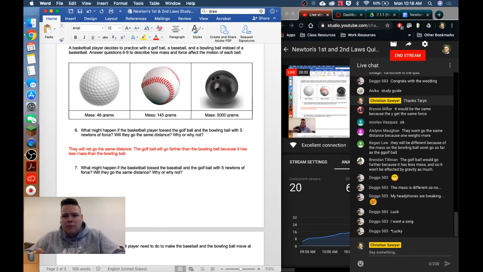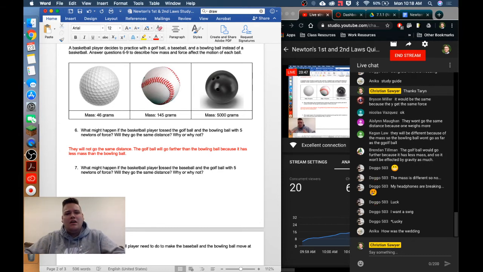What might happen if the basketball player tossed the baseball and the golf ball with 5 newtons of force? Will they go the same distance? Why or why not?